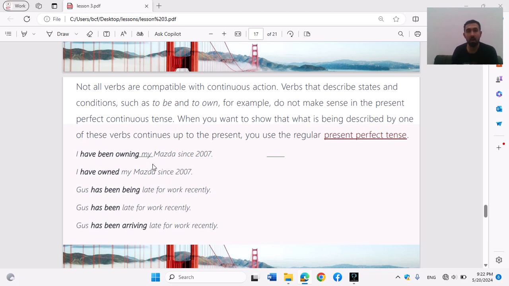I have been owning my Mazda since 2007. That's not correct. I have owned my Mazda since 2007. Okay, so to have something or to own something is not compatible with present perfect continuous.